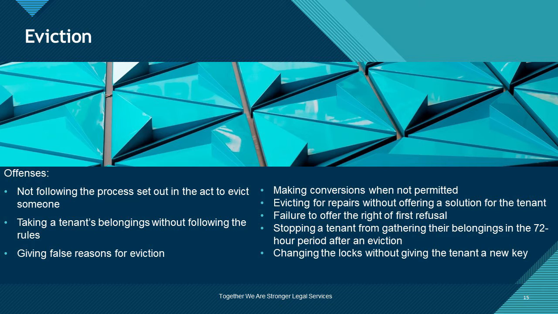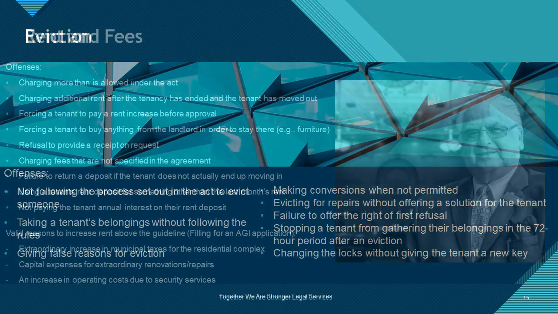4. As we discussed earlier, changing the locks to the rental unit or building without giving the tenant a new key. 5. Giving a notice to end the tenancy of a rental unit so that the landlord can convert it into a condominium without the correct permissions. 6. Evicting a tenant so that major repairs or renovations can be made to the rental unit without compensating the tenant or offering them another acceptable place to live. 7. Failure to offer a tenant the right to first refusal after major repairs or renovations or when the building is changed into a condominium. And 8. Stopping the tenant from getting their belongings within the 72-hour eviction window.